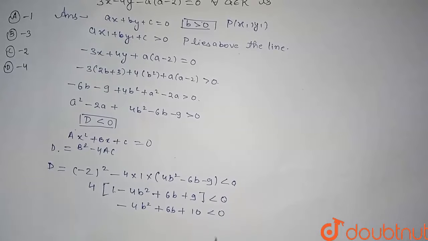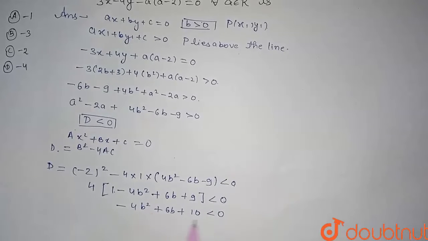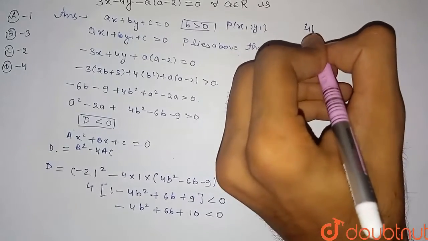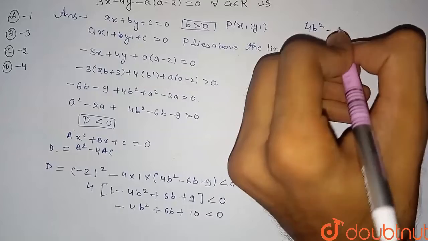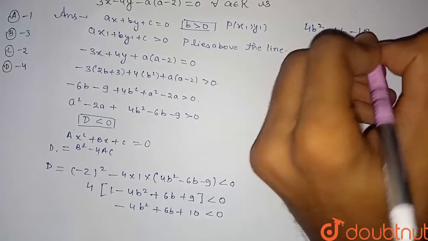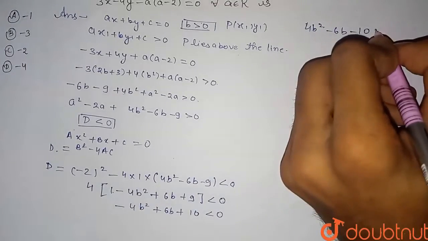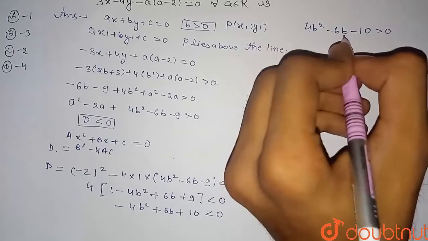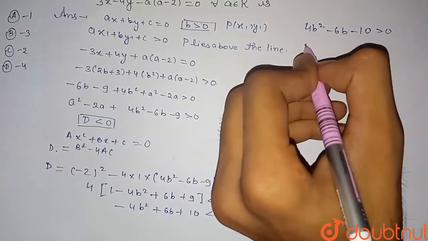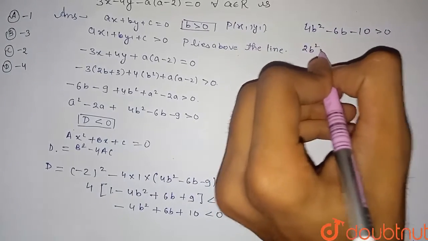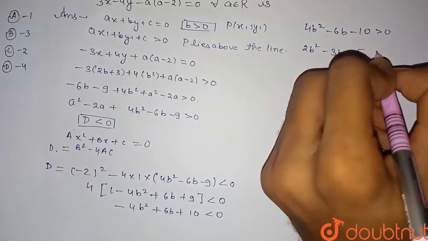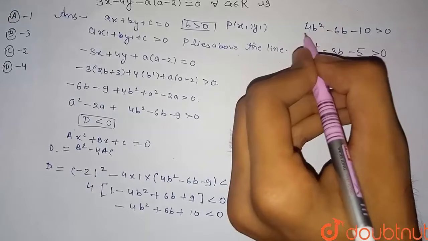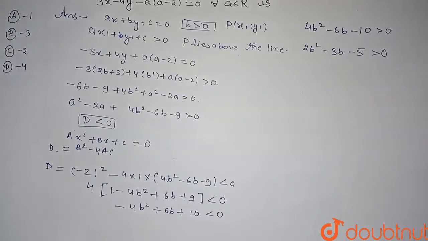So from here we will further solve this. We will take all these terms to the other side of this inequality, so we get 4b square minus 6b minus 10, and that will be greater than 0. Now we will take 2 common from the whole expression, and we get 2b square minus 3b minus 5, and basically this is positive because we are cancelling the 2 which is common from the whole equation.